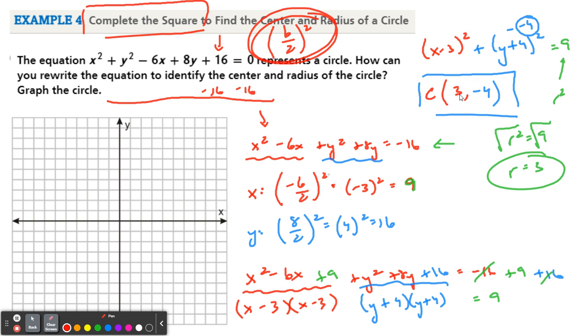So here's how you graph this. You plot the center first, so (3, -4). And then the only directions you can count on the coordinate plane are vertically and horizontally. So we're going to count in 4 directions, 3 from that center. 1, 2, 3. I'll do it in green. 1, 2, 3. 1, 2, 3. 1, 2, 3.